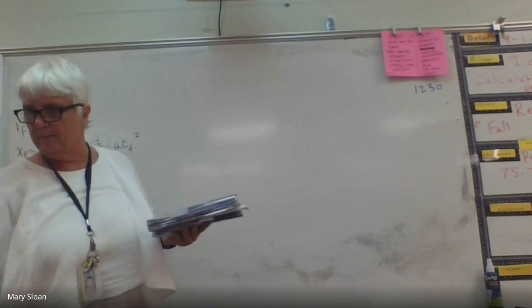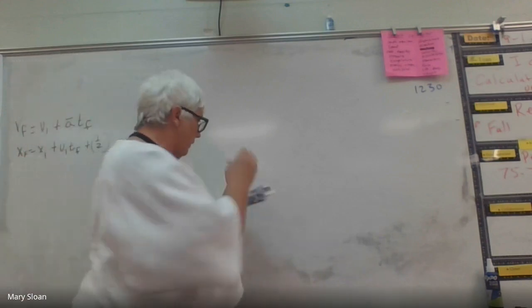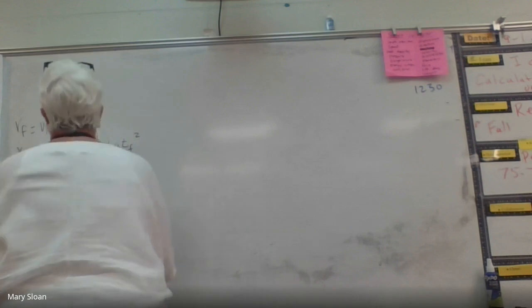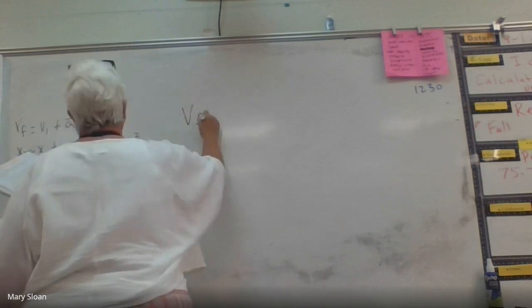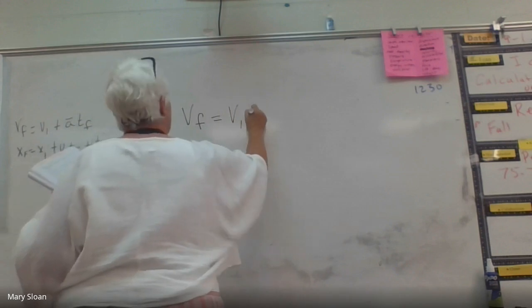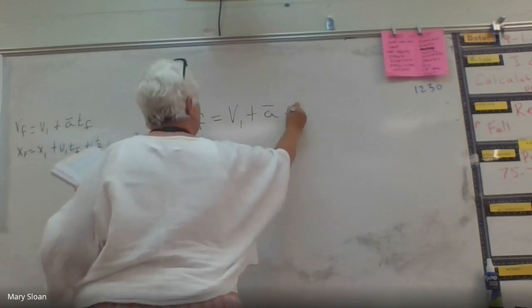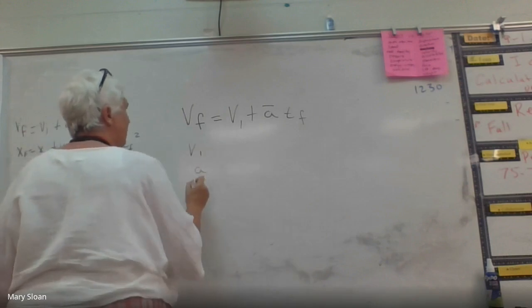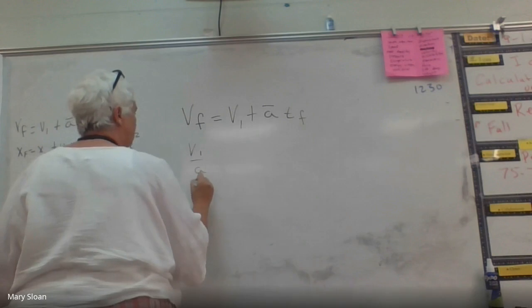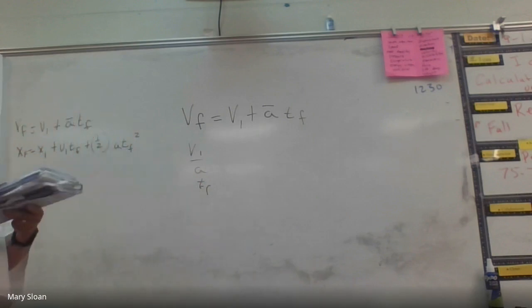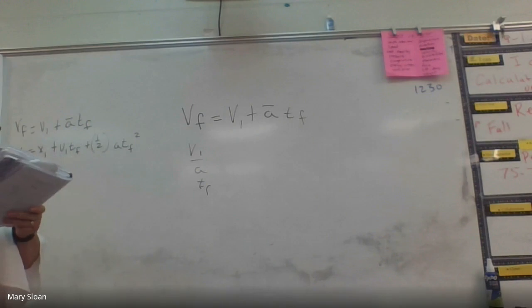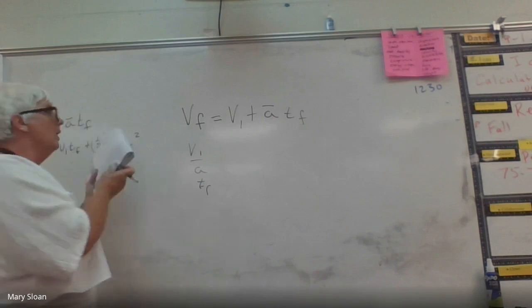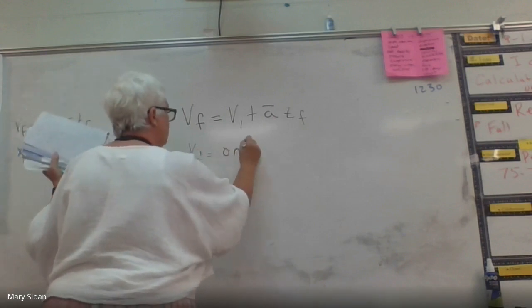Okay, so let's go ahead and plug that in. We're going to do the velocity final formula, which is velocity initial plus average acceleration and time final. So we should have velocity initial, acceleration and time final. What is my velocity initial? It'd be 0, because he's dropping it from the scaffold. So the velocity is 0 meters per second.